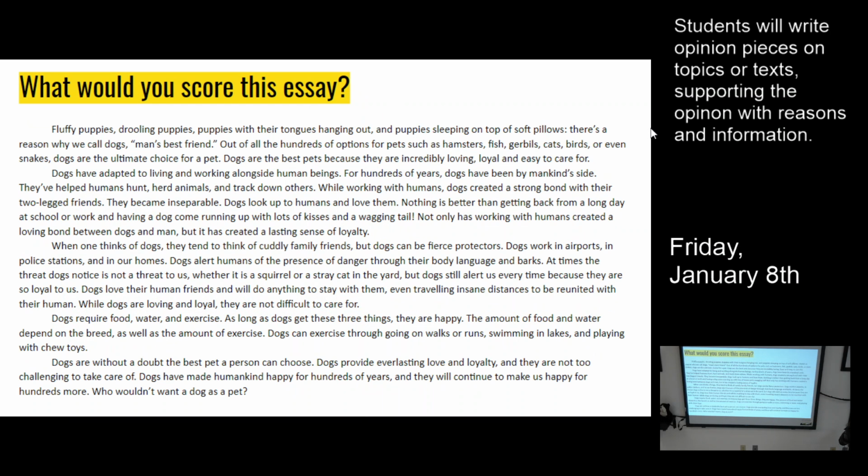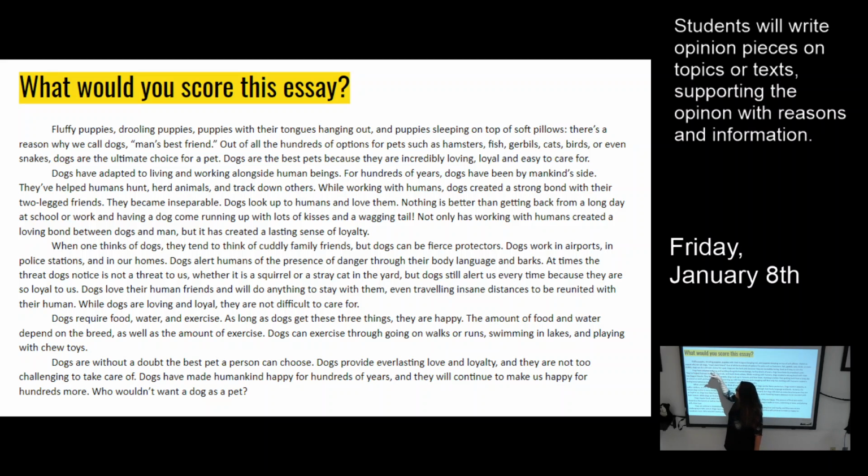Okay, last essay. Let's see, we have 1, 2, 3, 4, 5 paragraphs. Fluffy puppies, drooling puppies, puppies with their tongues hanging out, and puppies sleeping on top of soft pillows. There's a reason why we call dogs man's best friend. Out of all the hundreds of options of pets, such as hamsters, fish, gerbils, cats, birds, or even snakes, dogs are the ultimate choice for a pet.